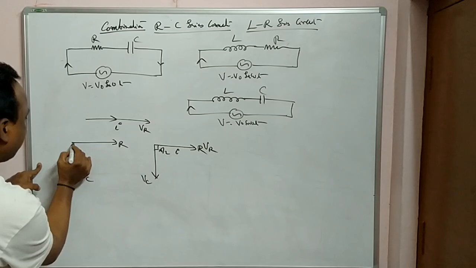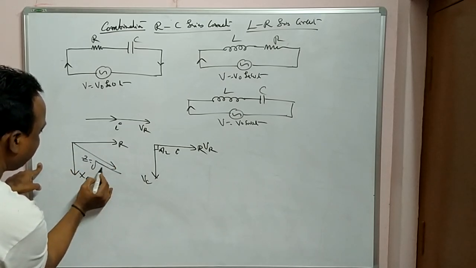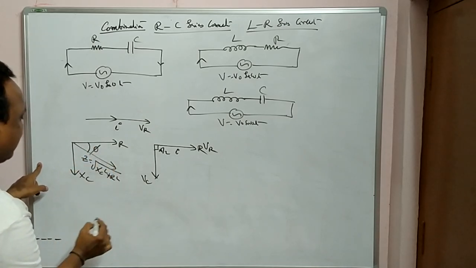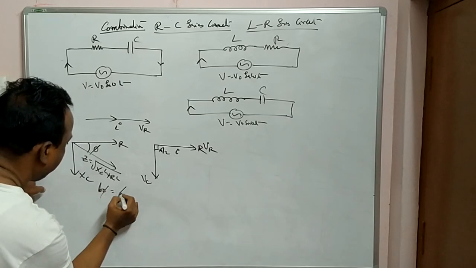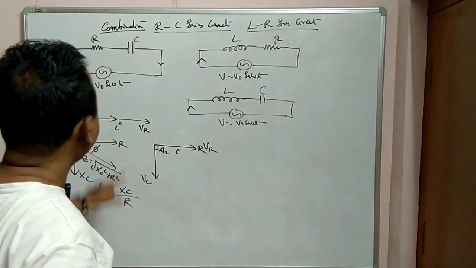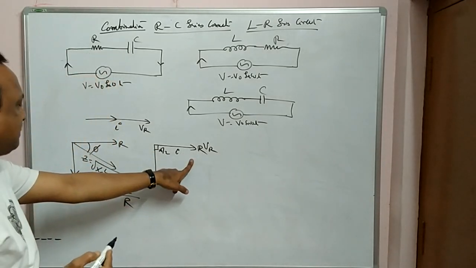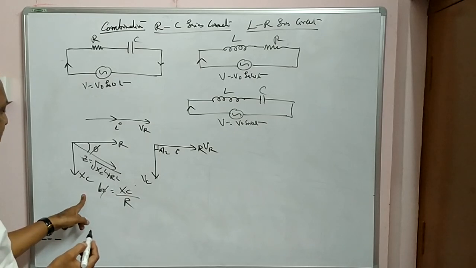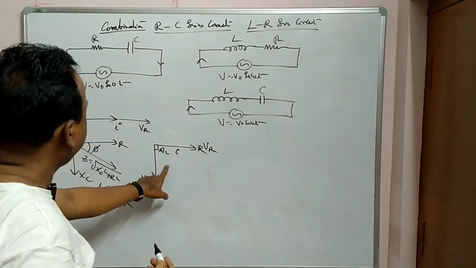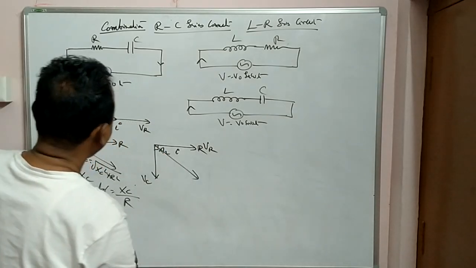This is XC. What happens with impedance? Root over XC square plus R square, angle phi, that is tan phi, is equal to opposite by adjacent, XC by R. So here when there is capacitor and resistance, look, current is leading by pi by 2. So this is the resultant value. Tan phi is equal to opposite by adjacent, XC by R. Clear? The same voltage also, what happens?